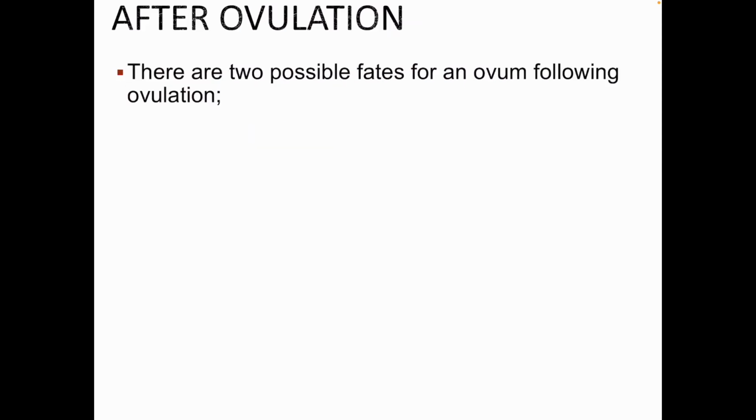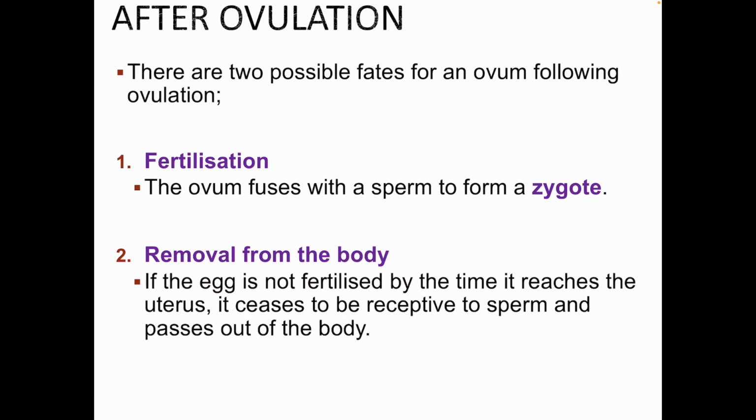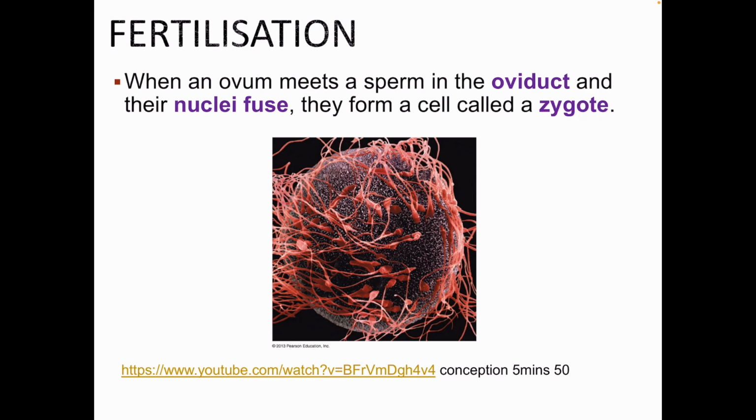After ovulation, there are two possible fates of an ovum. One is that it becomes fertilised and fuses with a sperm and forms a zygote. The second is that if it is not fertilised, it is removed from the body along with the endometrium during menstruation. Eggs will only be receptive to sperm for around 24 hours after ovulation. When an ovum meets a sperm in the oviduct, their nuclei fuse, and this forms a cell called a zygote.